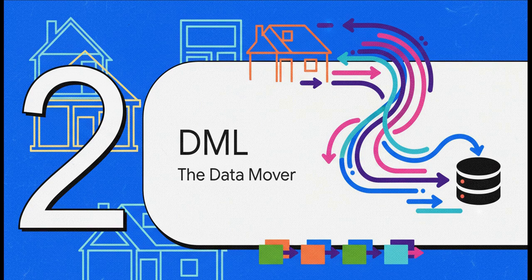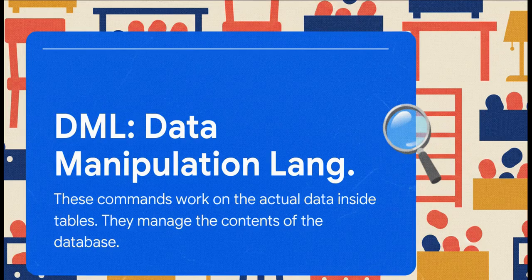All right, our architect has done their job, the house is built, the foundation is solid. Now it's time to actually move the furniture in. This brings us to our second role, the data mover, and our next set of tools, DML. DML, or Data Manipulation Language, is all about that furniture. It's how you work with the actual rows and records inside the structures that you just built. So if DDL builds the container, DML is what manages the contents.